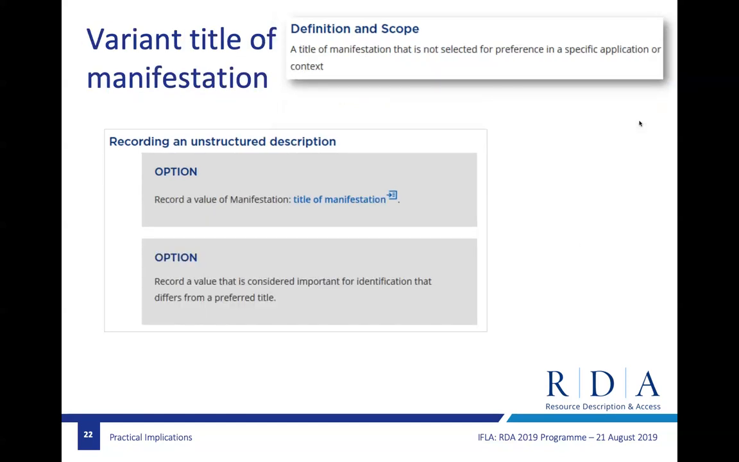The variant title of manifestation is a title that's not selected for preference in a specific application or context. That will also be recorded as a value of manifestation, title of manifestation. And I will be recording something that I think is important for identification that differs from the preferred title.